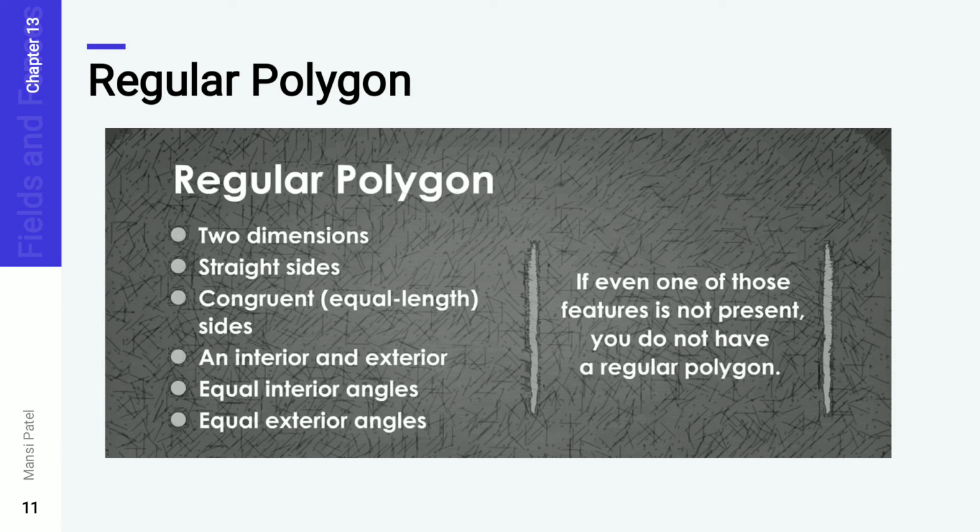Then the interior angles and exterior angles should also be equal, meaning the angles given should be the same. If even one of those features is not present in that shape, then you do not have a regular polygon. So for a regular polygon, they should follow all these rules.